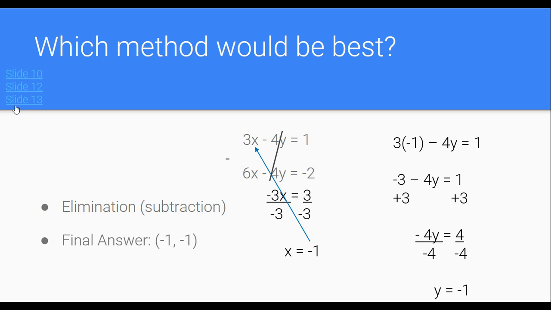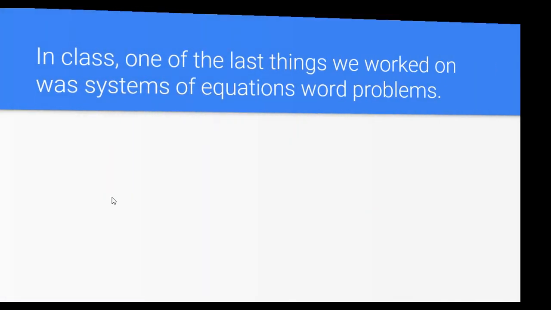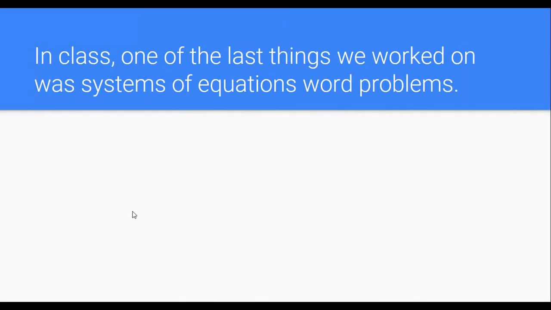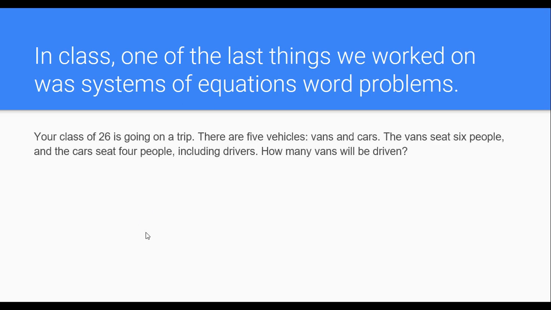Okay? So that's solving systems using each of the 3 methods we covered in class. The very last thing, or one of the very last things that we did in class, was working on word problems with systems of equations. So you had to take those 3 methods and decide which one to use on a system of equations of your own creation. Okay, so let's walk through a word problem together.